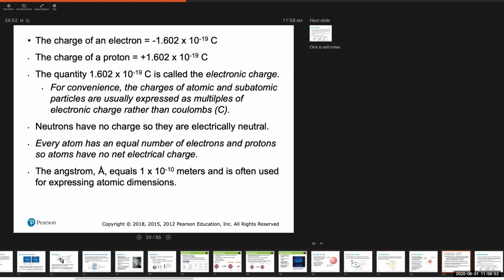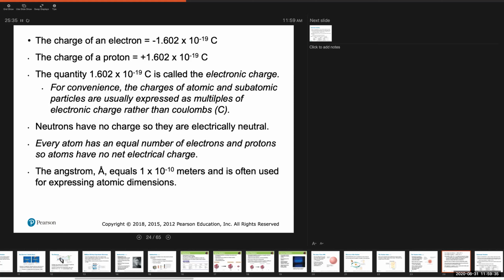So let's talk about this a little bit. The charge of an electron is minus 1.602 times 10 to the minus 19 coulombs. The proton has that same number, just positive. That quantity is called the electronic charge. And we don't talk about that much ever. Rather than working in coulombs, when you talk about this charge, you talk about multiples of that. So instead of saying the charge is that value, you say it's +1 or -1. Okay, there can be other charges as well, but it's always those simple whole numbers.